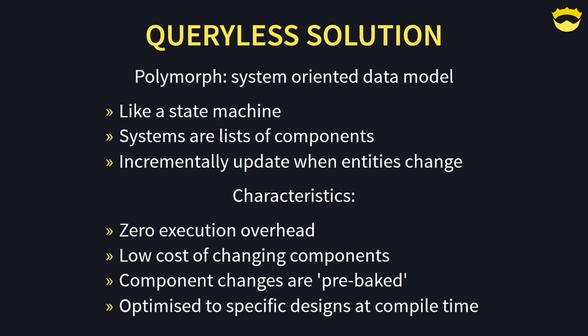And component changes can actually be pre-baked with metaprogramming so that the systems that need to be updated can be determined from the static types that you're using when you're making component operations like adding or removing components and so on. This means that the output is optimized to specific designs at compile time, which can make it quite scalable if you have resource constrained environments, or if you just want to use as much memory as possible, then that's equally possible.